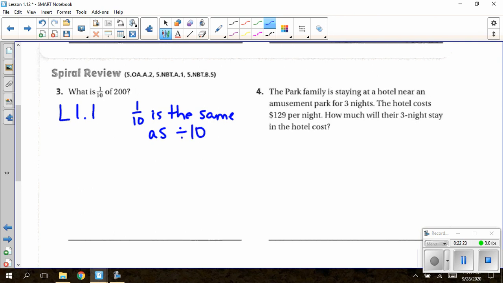Number 4, the Park family is staying at a hotel near an amusement park for 3 nights. The hotel costs $129 per night. How much will their 3-night stay in the hotel cost? So per night, that does tell us that we will have to multiply in order to figure out our total costs. So we're going to take 129 times the number of nights, which was 3.